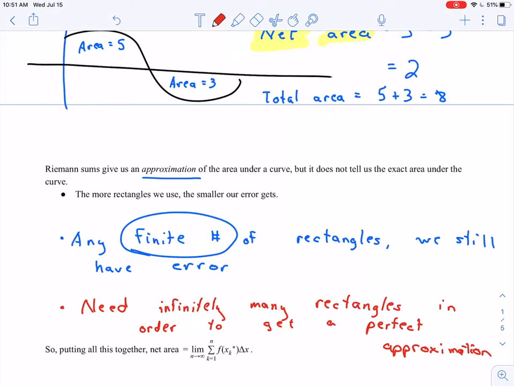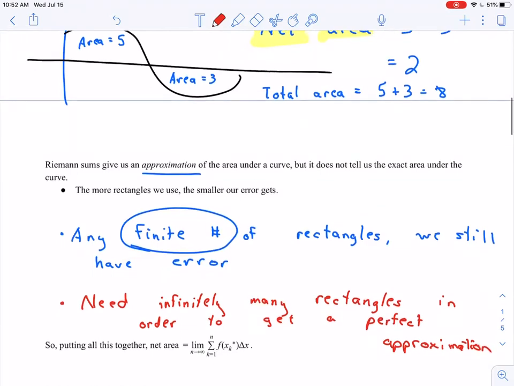So what we're trying to do with this Riemann sum business is say, okay, if we want to make our estimate perfect, we have to use more and more rectangles. No finite number will do. We can't use 10,000, we can't use 10 million, we can't use 10 billion. It's still going to leave us with error. But if we use infinitely many rectangles, if we just keep adding more rectangles, eventually we'll get a better and better approximation until we have a perfect approximation with infinitely many rectangles.